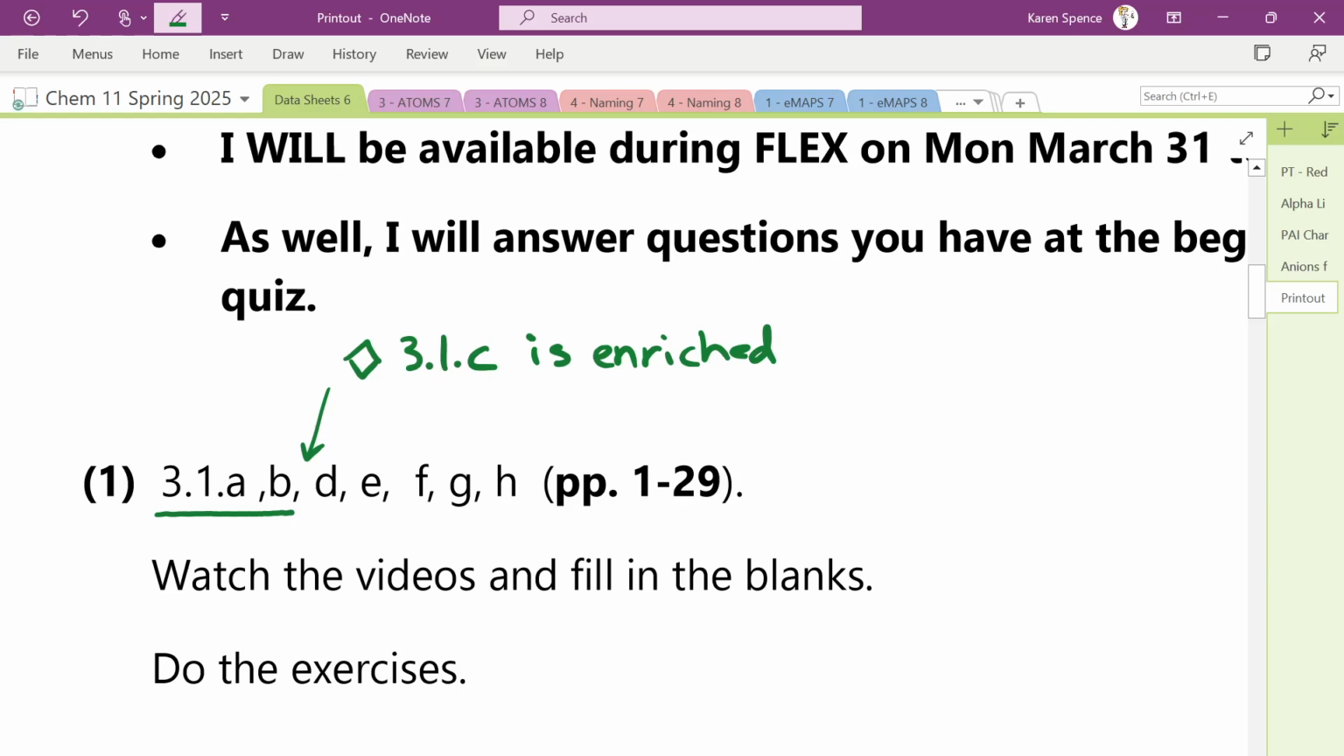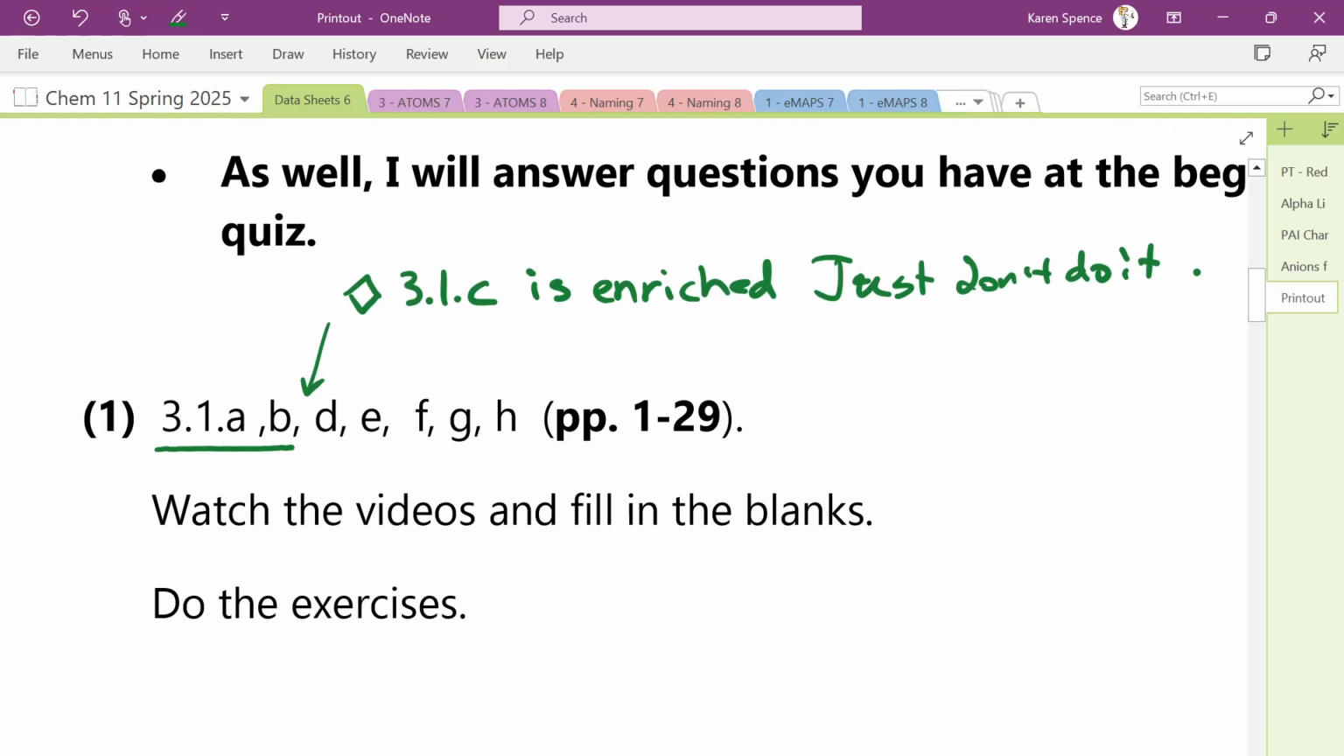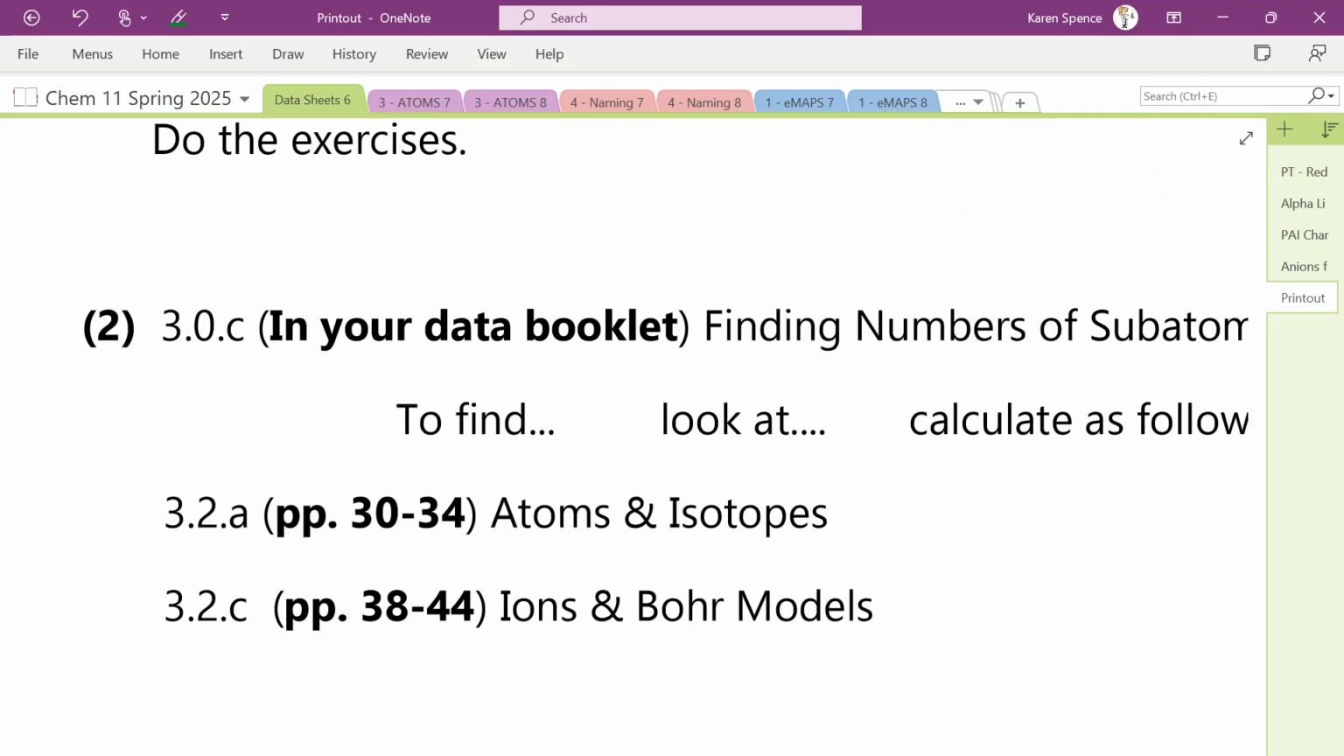Just don't do it. Okay? Just don't do it. We will watch it together when we get back because I think it's important for you, even if you don't ever care to look at it again, to have that conception of the atom as it truly is, as opposed to the little made-up Bohr models that we use so often. So you'll watch the videos and fill in the blanks and do the exercises, pages 1 to 29, except for 3.1c.